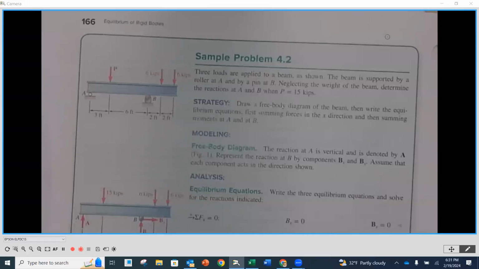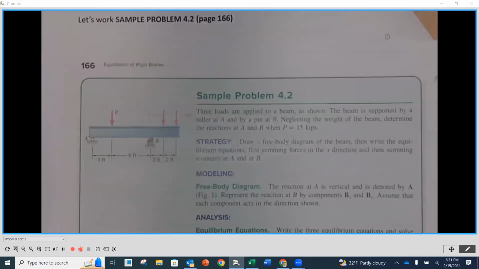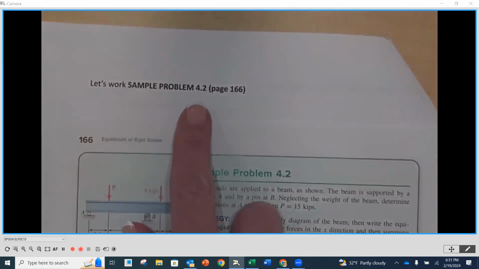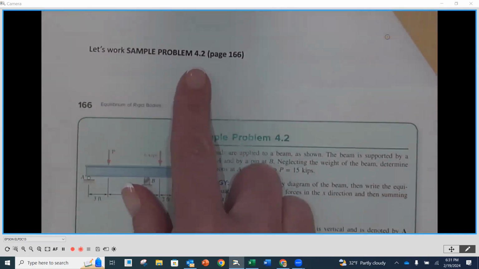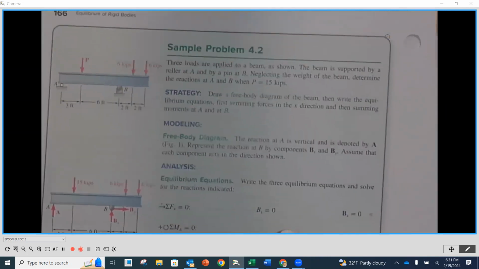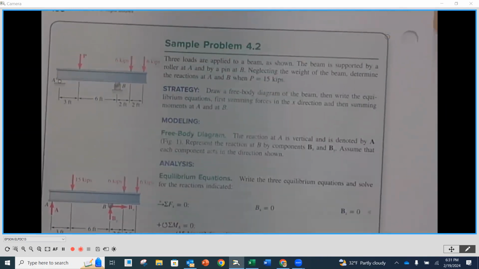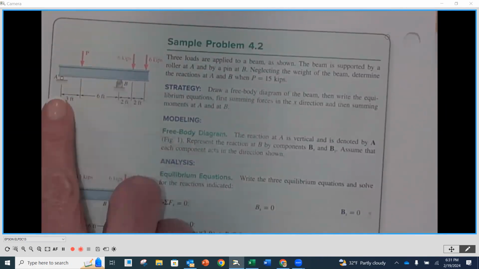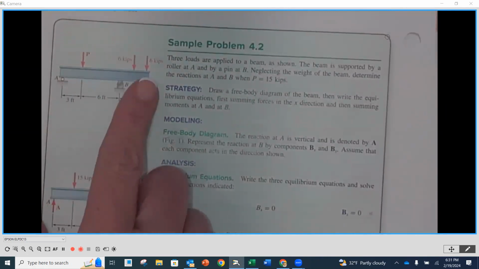So we're going to continue on in our practice or our guided notes, and you'll notice that we're going to be moving to sample problem 4.2 on page 166. So that's what I pulled out here. So sample problem 4.2 is a beam, okay? And the beam has 3 loads on it.